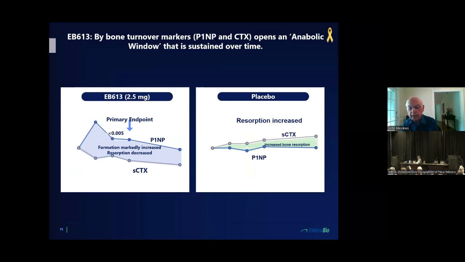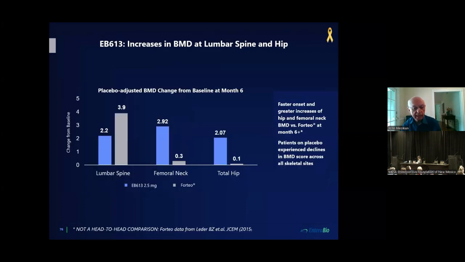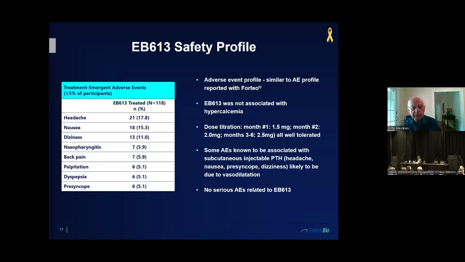Again, the companion placebo study did not show that window. The increases in bone density were not appreciably different in the lumbar spine, but looking at the femoral neck and the total hip when compared historically, this was not head-to-head, EB613 seemed to have, let's say, an effect on bone density of the hip regions, while the lumbar spine wasn't so evident.